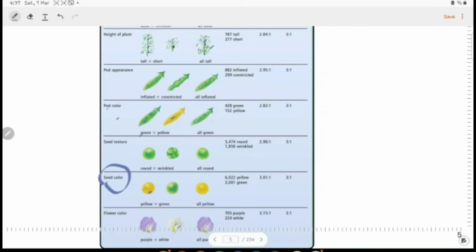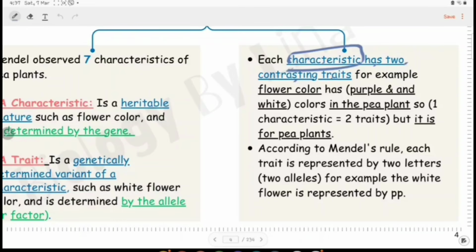This is only in Mendelian genetics. Please pay attention in the experiments of Mendel. So, for example, when we say flower color, we have purple and white. Now, according to Mendel's rule, each trait is represented by how many letters? When I mention a trait, for example, purple flower, the purple flower is represented by how many letters?